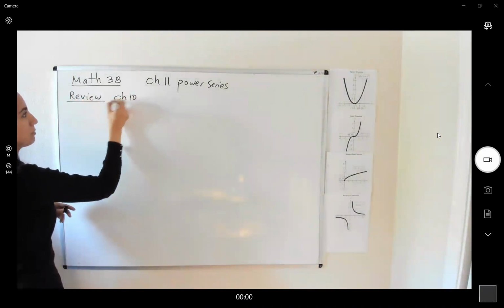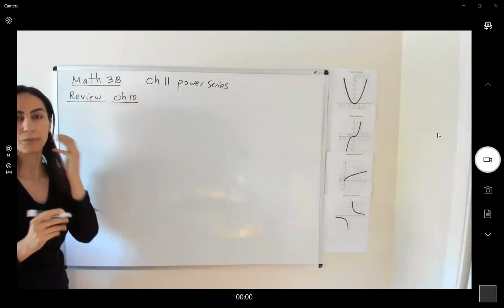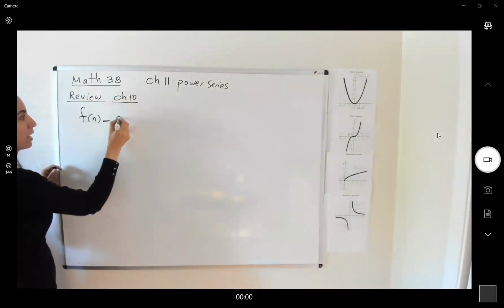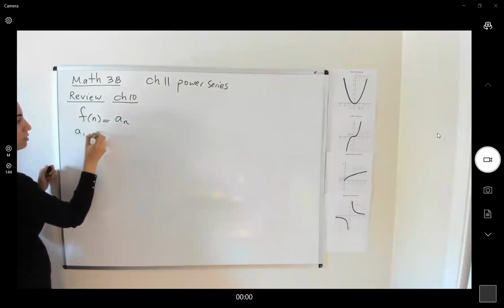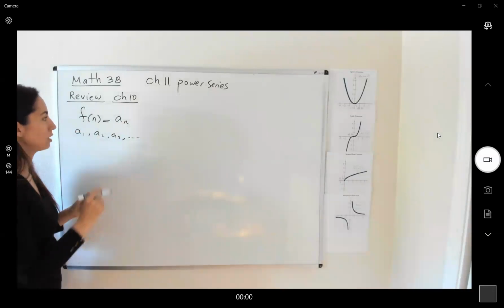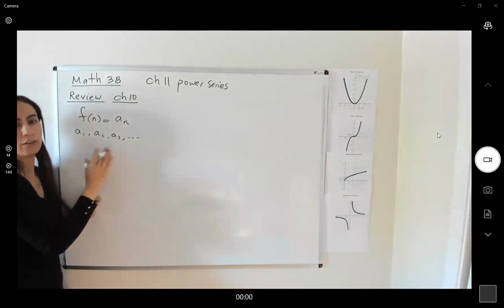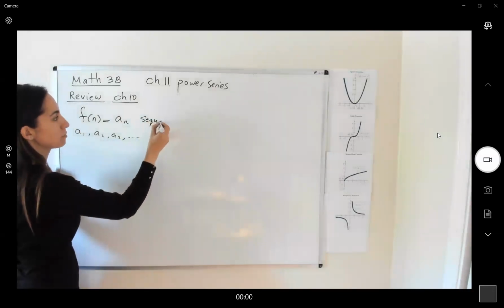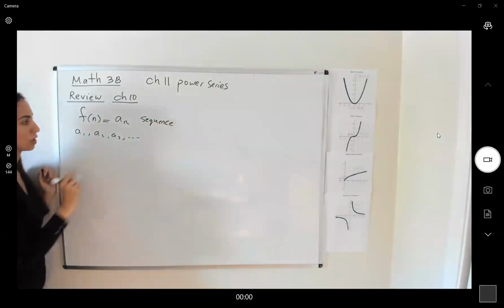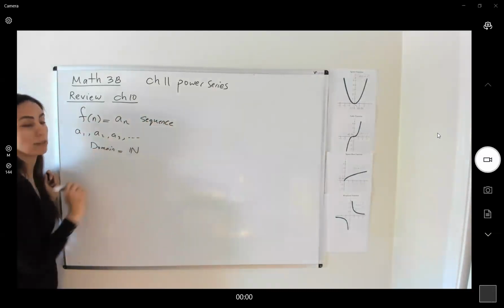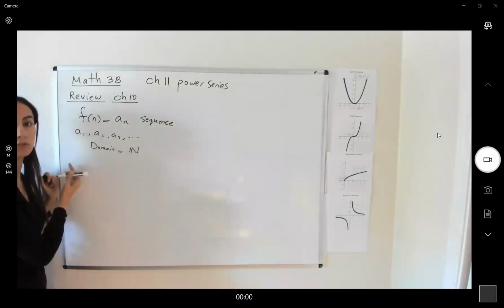In chapter 10, we said that, okay, suppose you have a function f of n equals a sub n: a sub 1, a sub 2, a sub 3, and so on. And you say that you can form a new object and we call it a sequence. Remember that the domain of the sequence is the natural numbers, so it doesn't include the left-hand side of your graph.